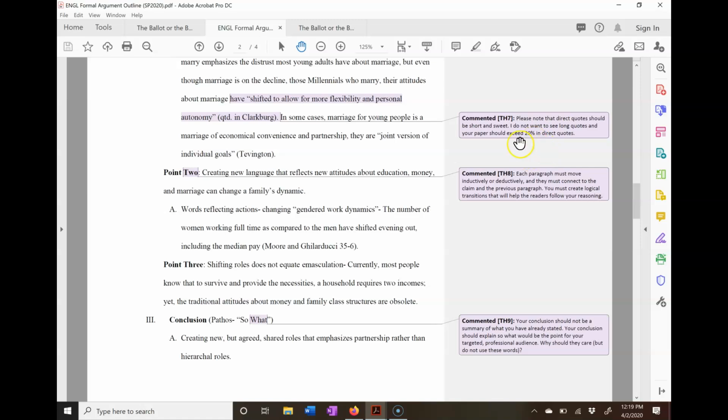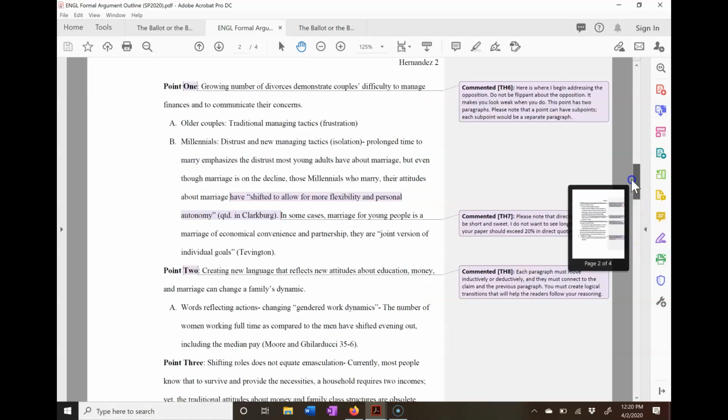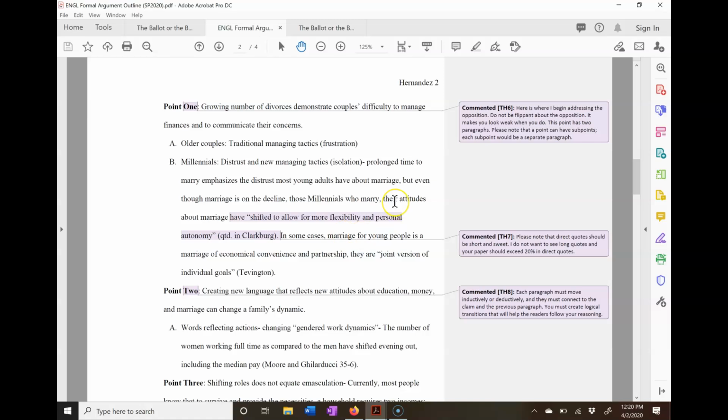So I have a little note here. You only want to quote the good stuff. So you see that a lot of my quotes are very small. I paraphrase quite a bit. So that way I know what I want to say, and I'm only using my sources when they are necessary. So I have 2 references here. I have Clockburn and I have Tevington here for this one point. I haven't really spent time developing this idea here, but I will.